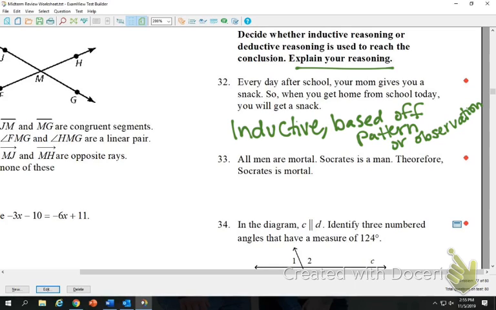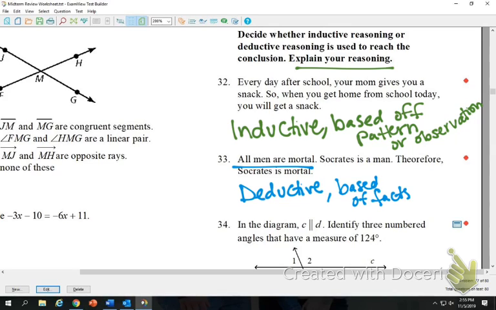Okay, and then number 33. All men are mortal. Mortal means we can die. Socrates is a man, therefore Socrates is mortal. This would be deductive because it's based off of facts or definitions.